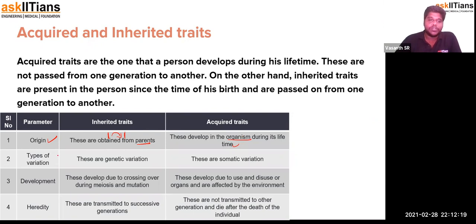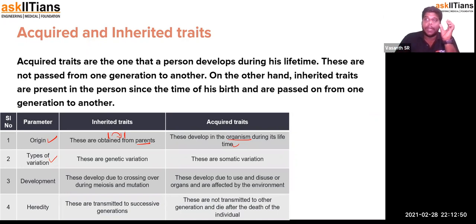Next, the types of variation they go through. The inherited trait will basically be a genetic variation, which would have been the cause for this inherited trait. Any kind of variation that happens, the genetic material would be inherited. In the case of an acquired trait, it is basically somatic variation. We have studied about different types of variation in the first video, where they are genetic or gametic, and then somatic variation.